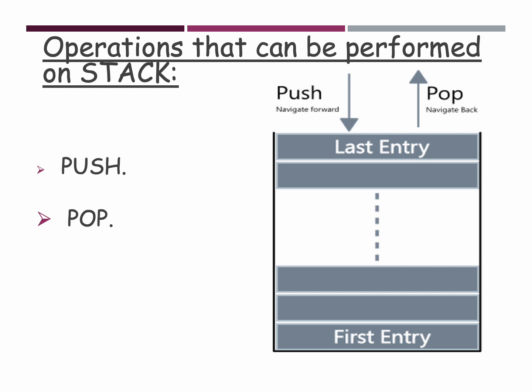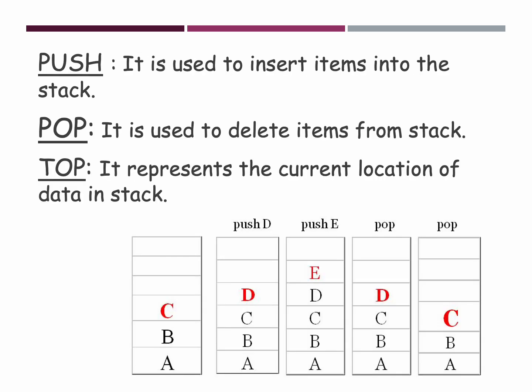In the diagram, you can see how elements are added on top and removed from the top. The bottom-most element, the first entry, is only accessible after all elements above it have been popped off. We will see some more examples here. Okay, so the push operation is used to add items into the stack, as I said. Initially, if you look at this example, the elements A, B, C are already in the stack.